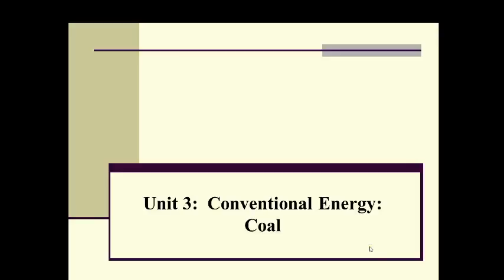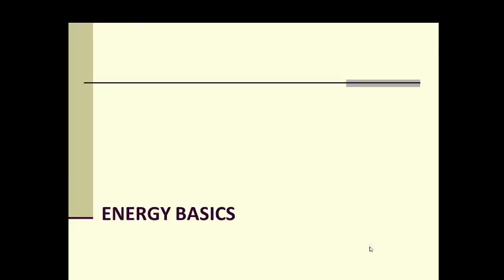Welcome to Unit 3. In this unit, we are going to introduce our first conventional energy production means, that produced from burning coal. To begin this unit, we're going to look at the basics of energy, particularly focused on what is energy and what are the units that energy is measured in.